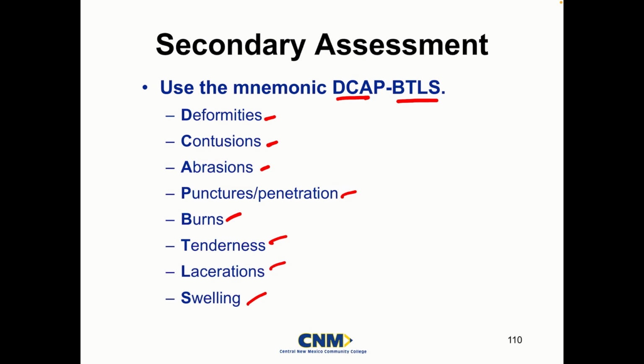And that's whether or not they have trauma. You don't necessarily know what's going on in the case of using all of this. You're trying to figure that out. And so being very thorough means you're looking for all of these in each portion of your head to toe. Let me give you some definitions here. So deformities just means that you have some abnormal formation. That could mean that they have a broken arm that looks like an S now instead of an L. That would qualify as a deformity.